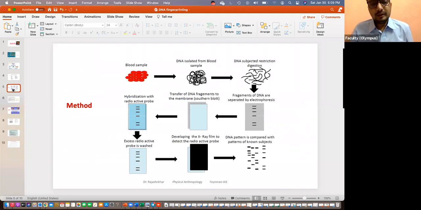So let me see what will be the result of this process. Okay, what will you see here? So let me quickly pause it and bring another image here.